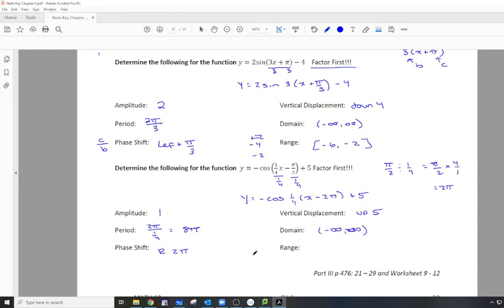And my range goes from 5, up 1, and down 1. It doesn't matter that it's been reflected. It's still just down 1 and up 1. So it's going to go from 4 to 6. All right, so that's the last part of graphing.